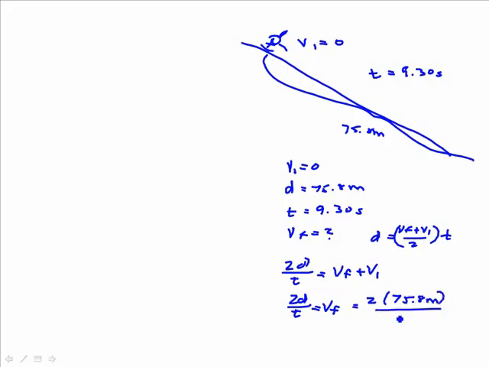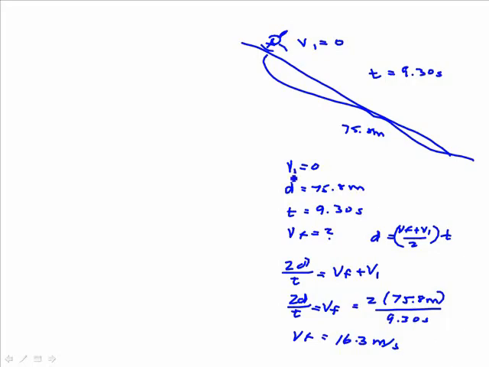divided by the time, which was 9.30 seconds, gives a final velocity at the bottom of 2 times 75.8 divided by 9.3, and you get 16.3 meters per second. 16.3 meters per second, and that's it. All right. You could convert that to kilometers an hour, but there's no need in this particular question.